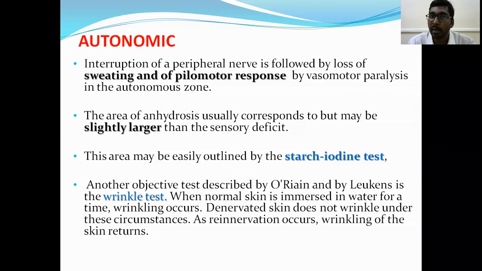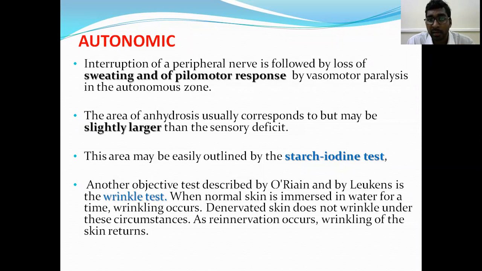Autonomic injury: an interruption of a peripheral nerve is followed by the loss of sweating and pilomotor response, along with vasomotor paralysis in the autonomous zone. This area is one of anhidrosis. Sweating is absent, because sweating is sympathetic cholinergic, the only sympathetic area where acetylcholine is the transmitter, otherwise acetylcholine is in parasympathetic supply. Okay, this is the area of anhidrosis. Where sympathetic supply is absent, there is no sweating.